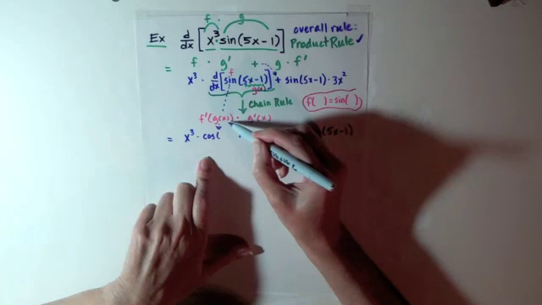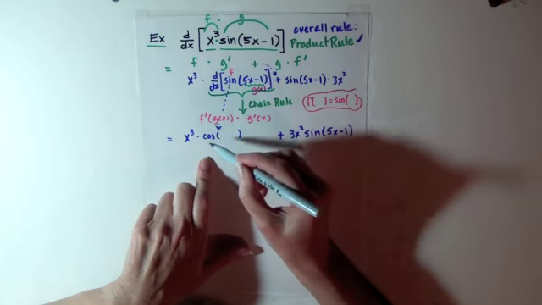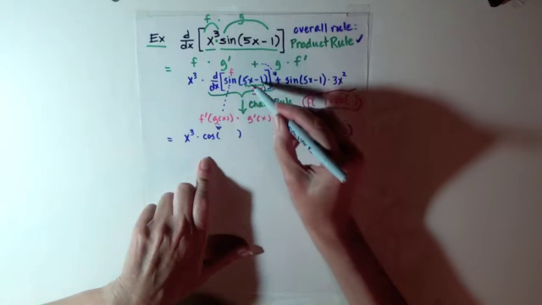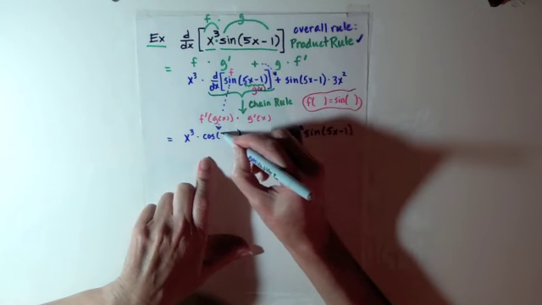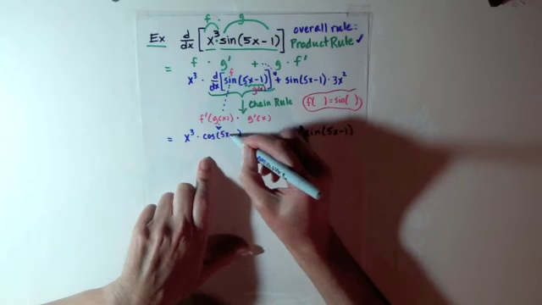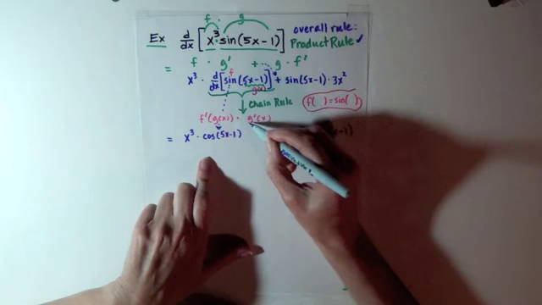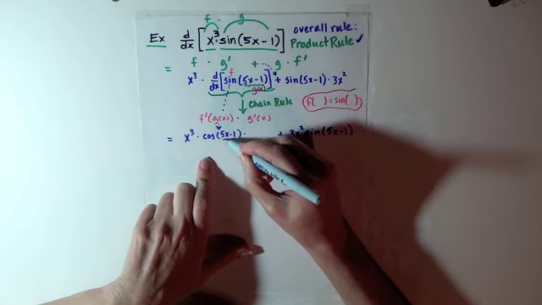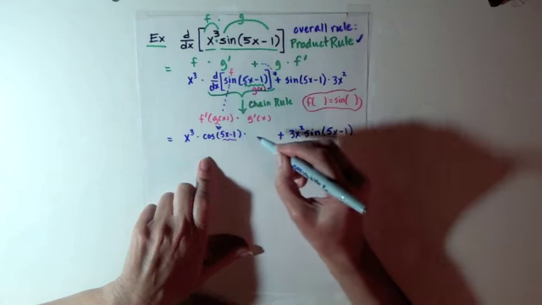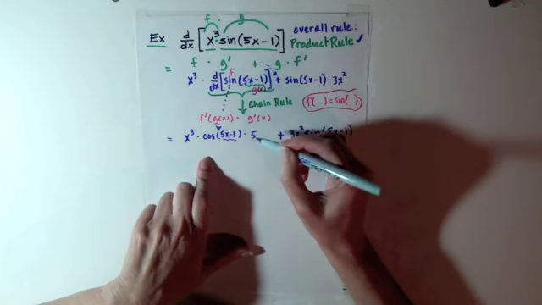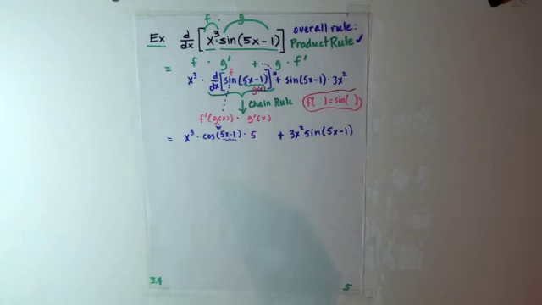According to the chain rule, I'm supposed to plug in my inner function. So it's derivative of the outer evaluated at the original inner function. So I put a 5x minus 1 inside my cosine function. And then I'm supposed to multiply by derivative of that inner function. Derivative of 5x minus 1 is 5. Okay, now we've done all the derivatives.